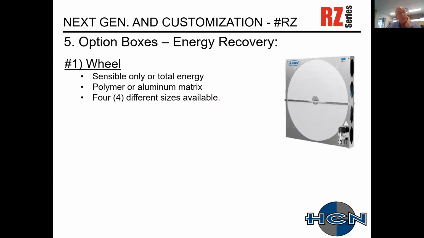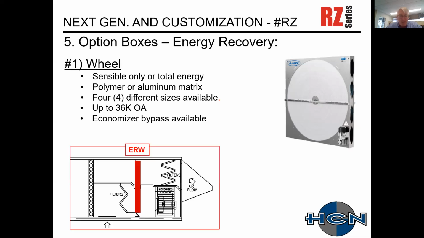All right. So for energy recovery, the most commonly used is the wheel. The matrix itself can be polymer or aluminum. There are 4 different sizes available, up to about 36,000 CFM. That's maybe about 50% of your total supply air for these RZ units. You do have a bypass available for economizer operation.